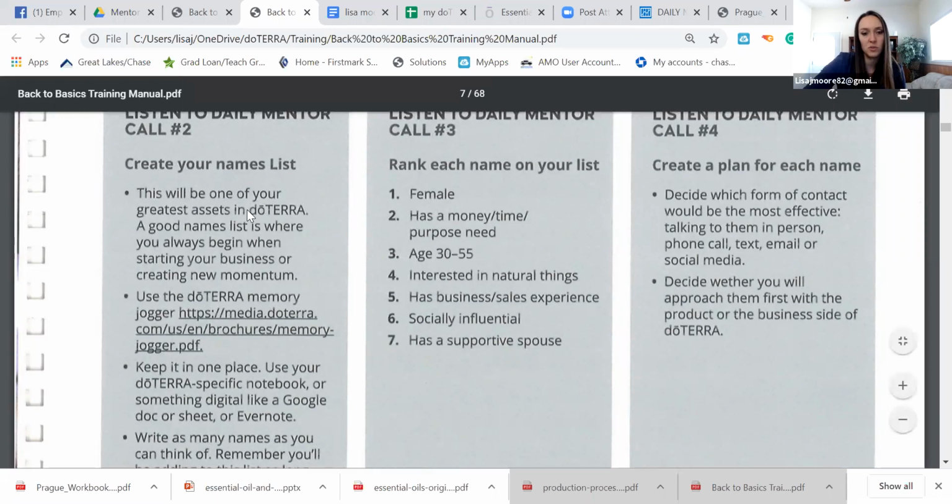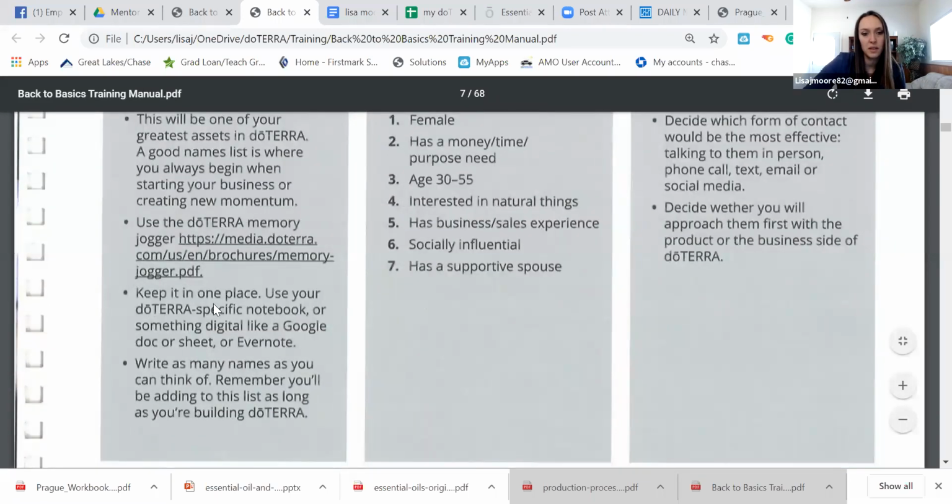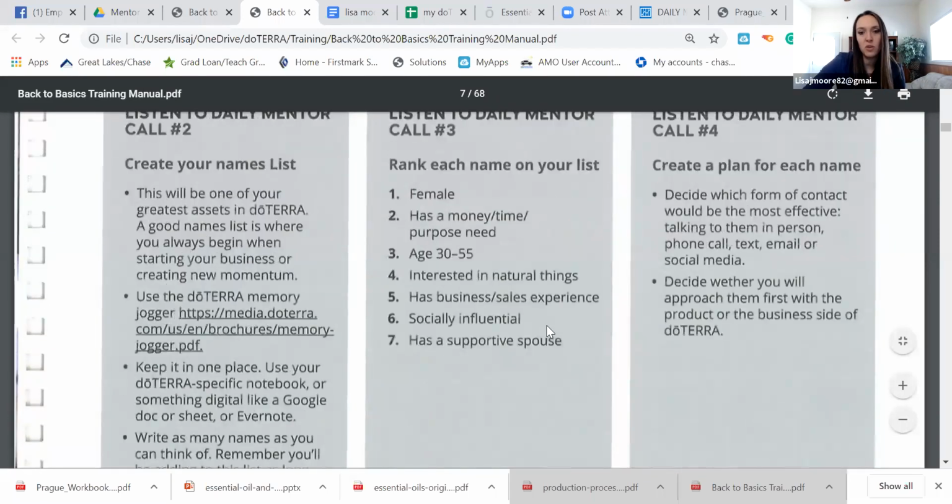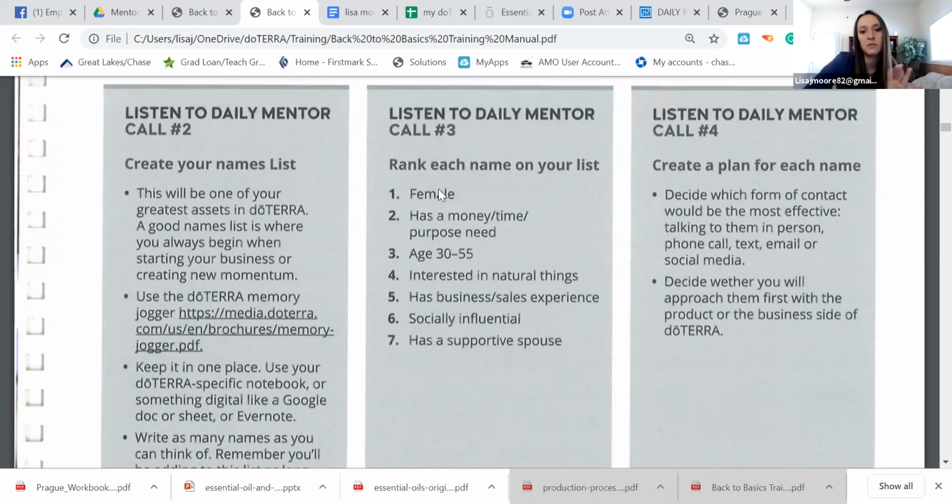It invites you to make your list, where you know you're going to be able to see it regularly, and then you rank them. You give them a point for each of these things. These are things in her organization, looking at what the characteristics are of the people that have been successful on my team. Number 1 is female. That would be 1 point.